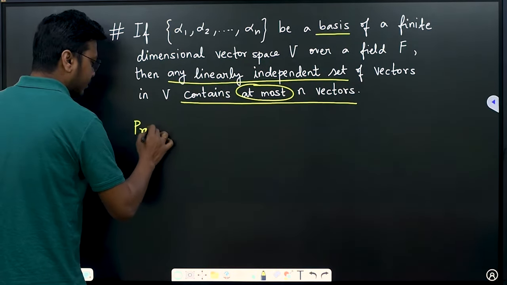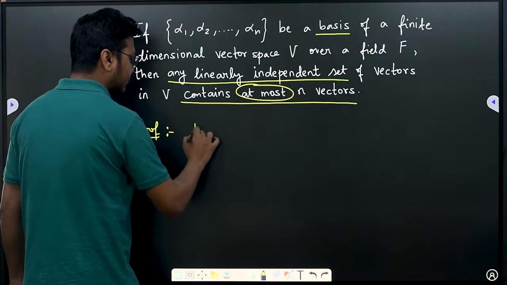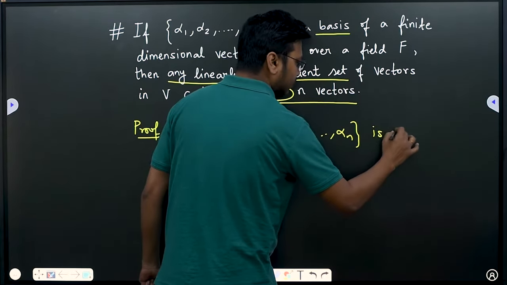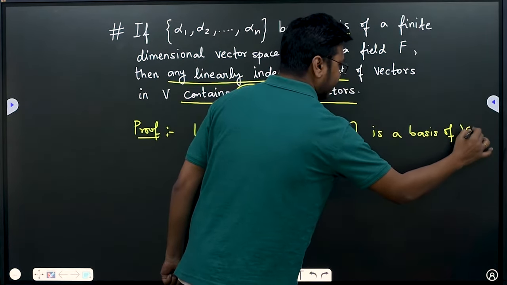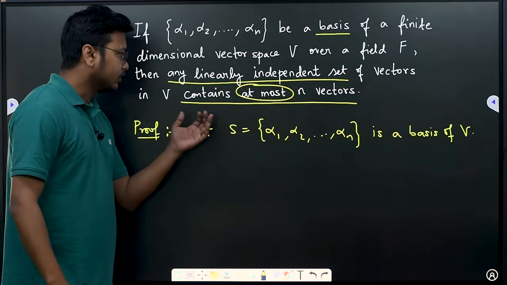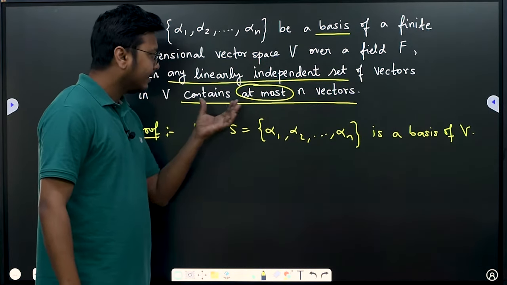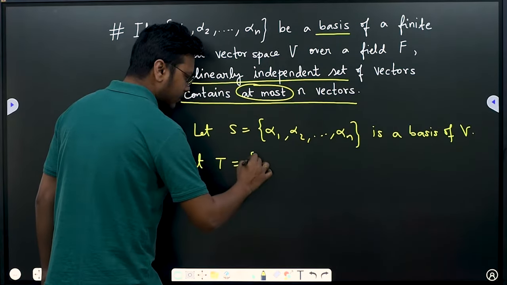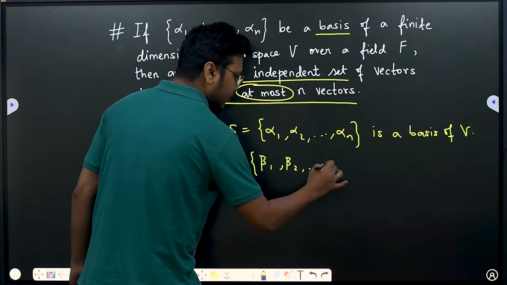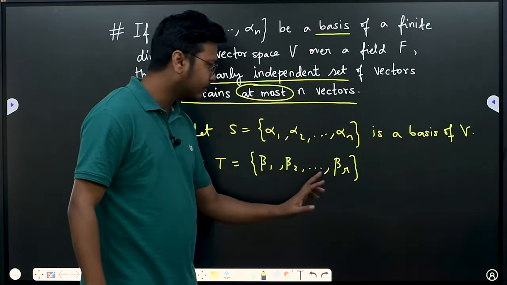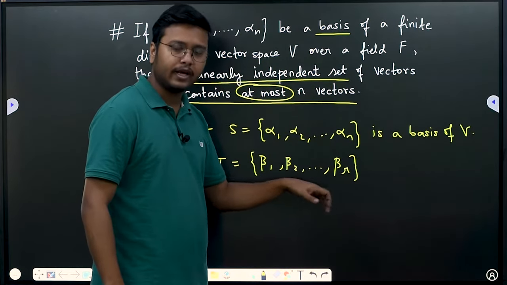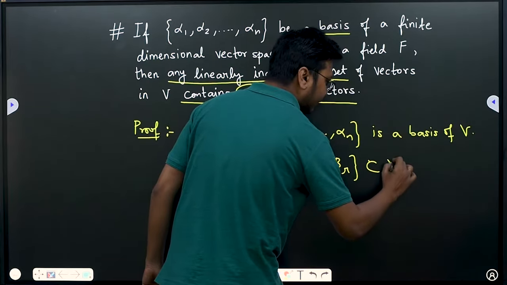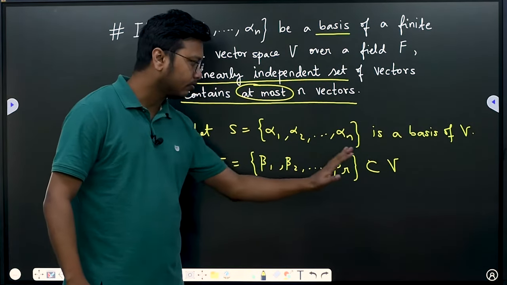So let me give this set a name. Let S equal alpha 1, alpha 2, dot dot alpha n. This is given that it is a basis of V. Now let me consider a set containing a random number of vectors. Let me consider that T equals beta 1, beta 2, up till beta r, where I don't know whether my r index is less than n or equal to n or greater than n. I have kept it random. Let T be a subset of the vector space V. So I have taken random r number of elements from the vector space V.